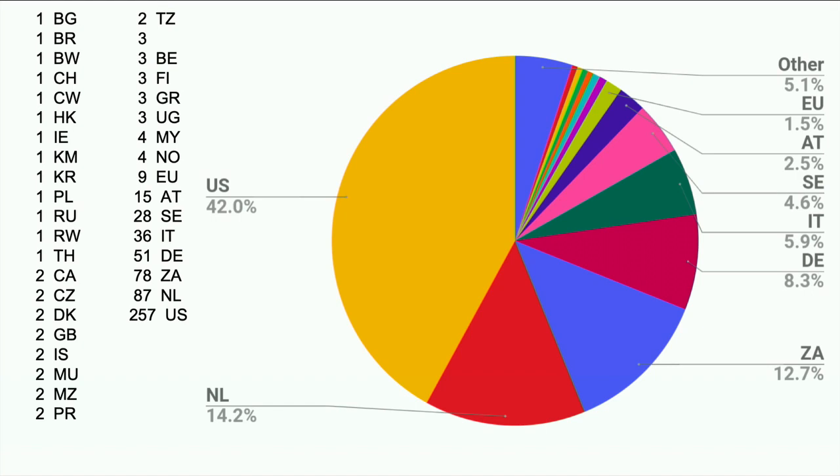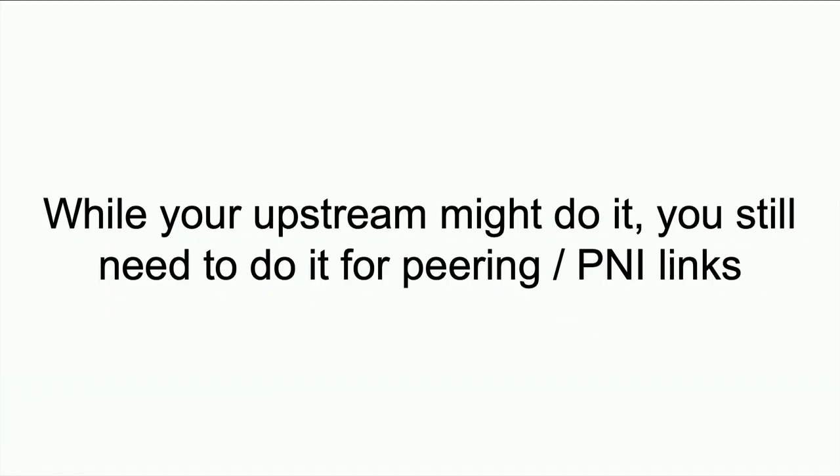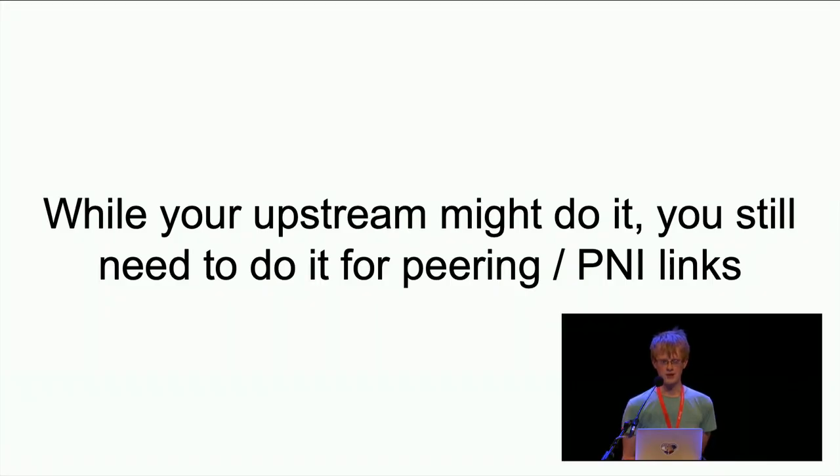I think Tier 1, Tier 2 RPKI filtering is really useful, and that some hospital that runs their own ASN is very unlikely to deploy RPKI. But if their middle stream providers do, brilliant. If it makes things safer, it's worth doing. That being said, while your upstream provider might be doing it, you still need to do it if you peer or have PNI links, otherwise anyone could announce anything to you and you would accept it regardless.